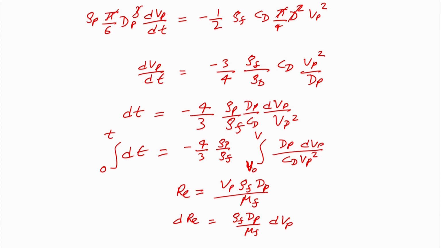dVp. Now we can replace this dVp with Re. So if you do that, what will you get? You can imply that right here, dVp is nothing but mu f upon rho f into dP upon dRe. If you do that substitution, you will get T is equal to minus 4 upon 3 rho p. At u naught the value will be Re 0 to Rep, and this will be equal to mu dP square.